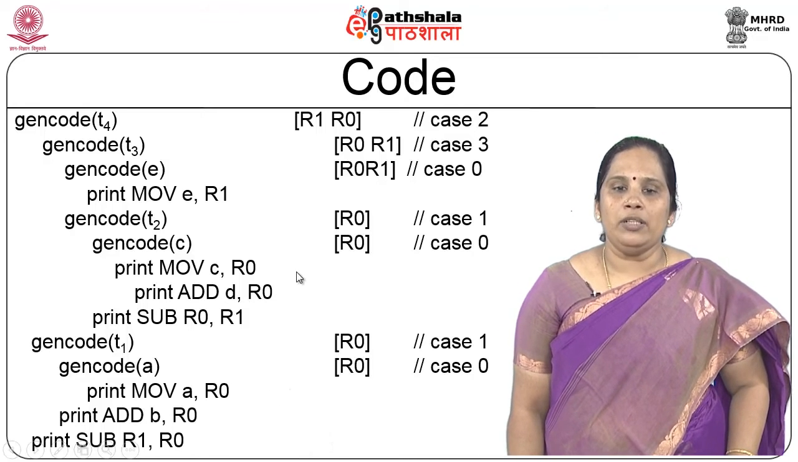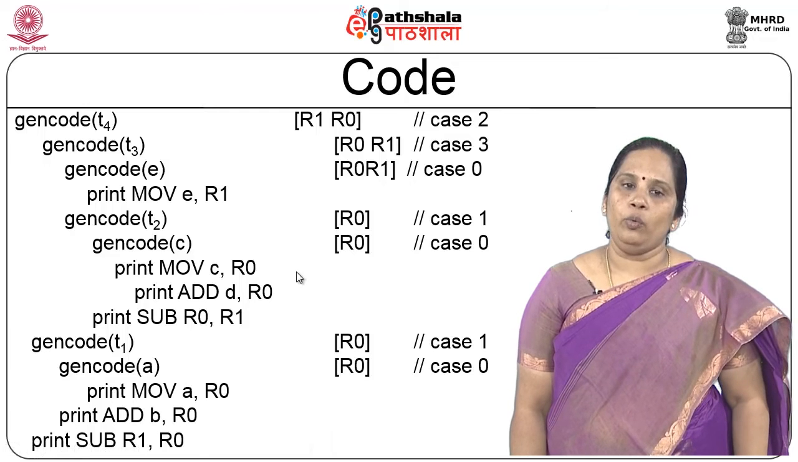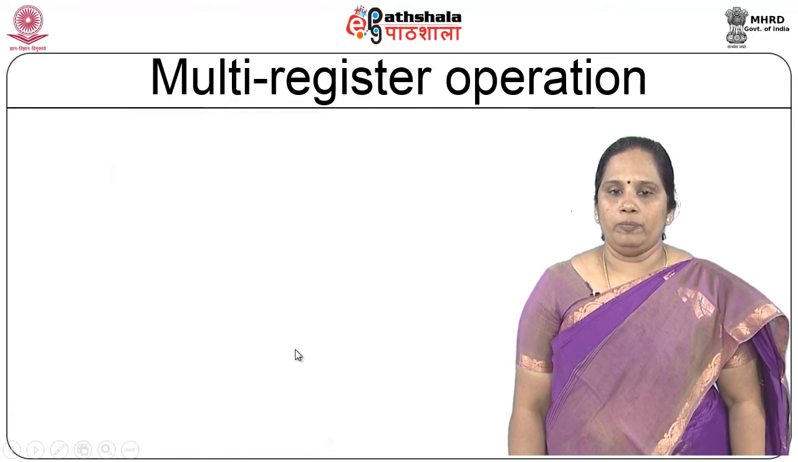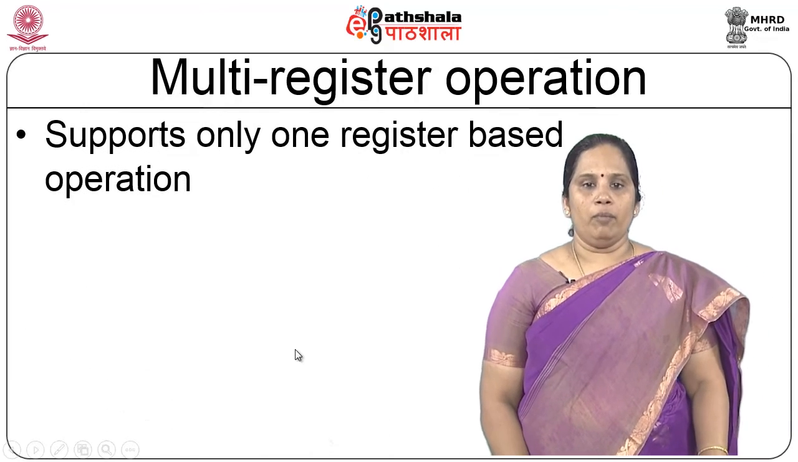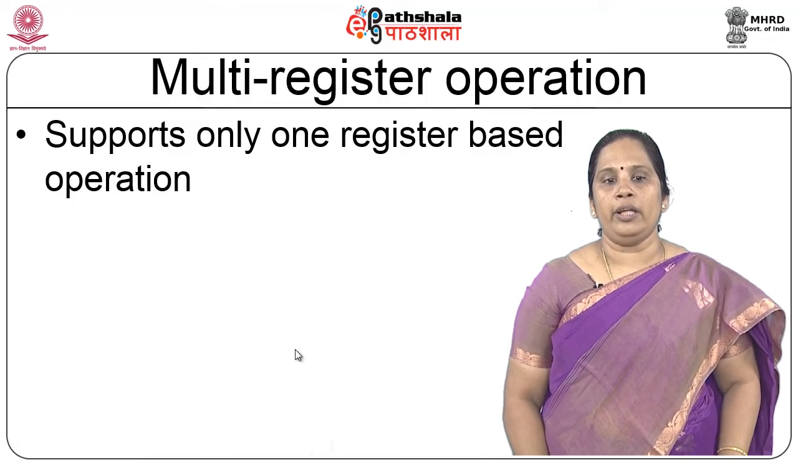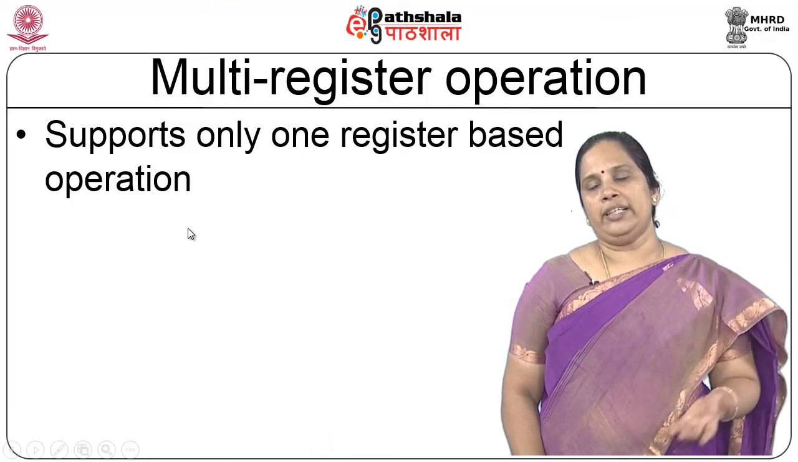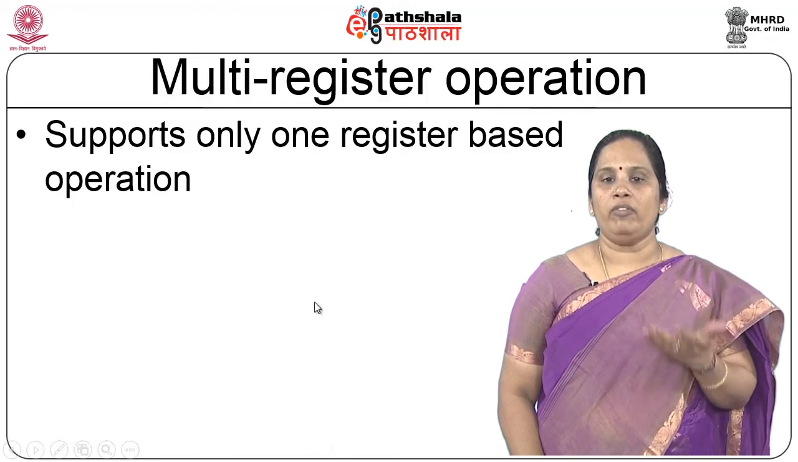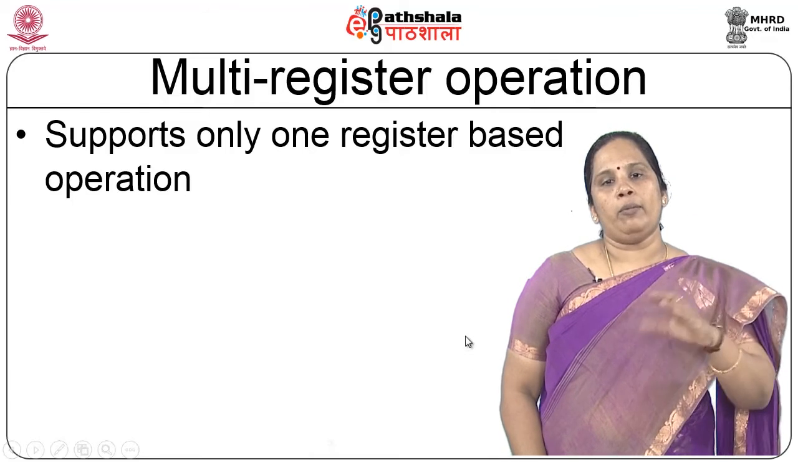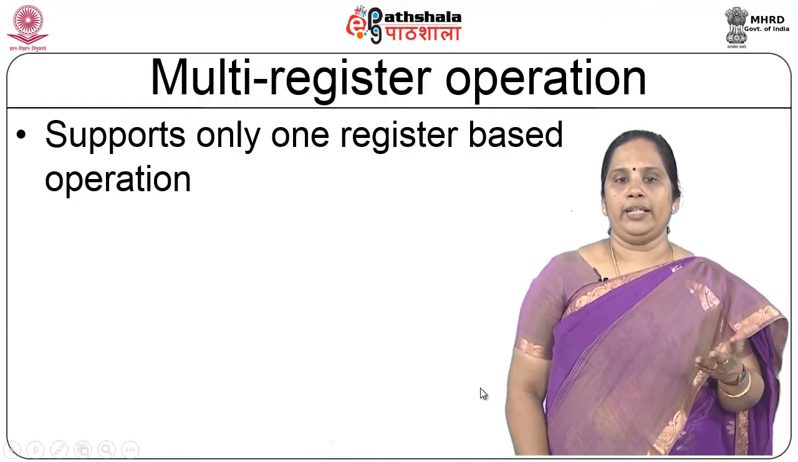So this is where the labels of the code gen algorithm are used for generating the final code. Now, multi-register operation: the code gen which we have done so far supports only one-register-based operation, that is move A comma R0, add B comma R0, etc.